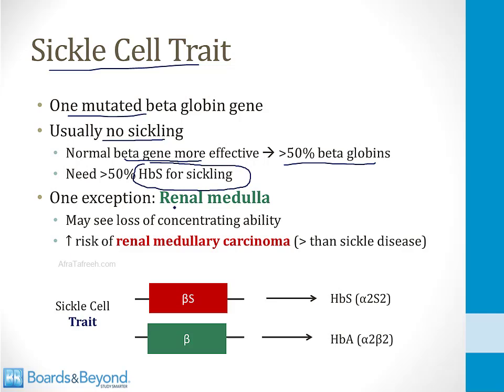The one exception is in the renal medulla. These patients sometimes still have loss of concentrating ability because they still get sickling problems in the renal medulla where the oxygen tension can be very low. And one unique feature of sickle cell trait is that there's an increased risk of renal medullary carcinoma, even more than is seen in sickle cell disease. And this is believed to be a consequence of the fact that patients with the sickle cell trait still have problems in the renal medulla.